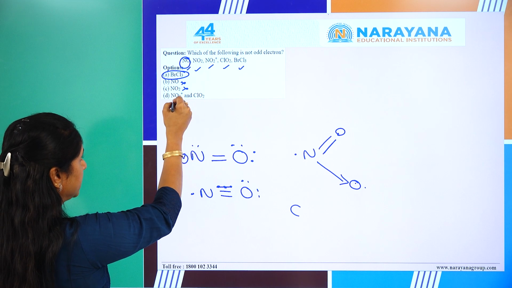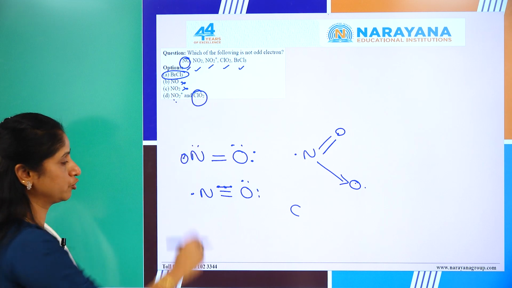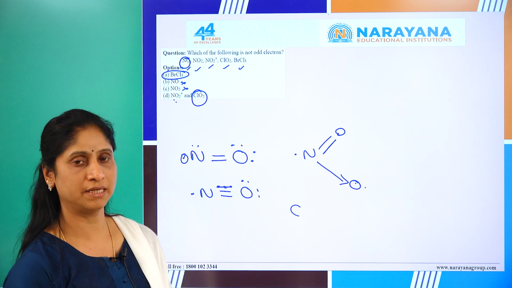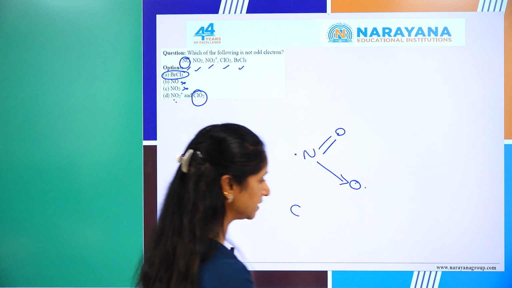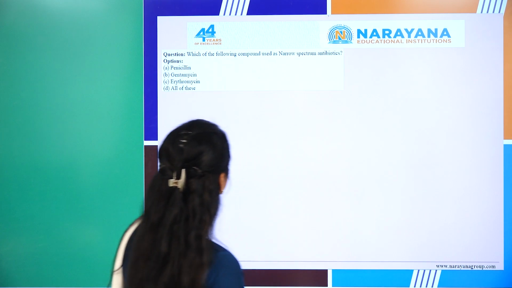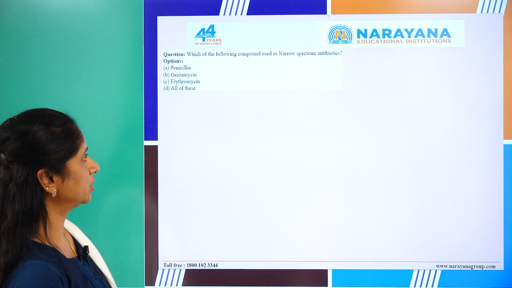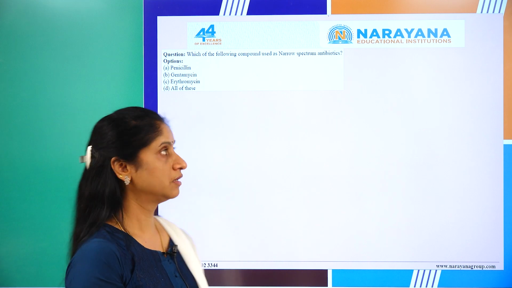Here NO2+, even though not an odd electron species, but ClO2 contains an odd electron. So hence the answer can be option A, BrCl3. So let us go to the next question. This is a direct NCERT based question from chemistry in everyday life.